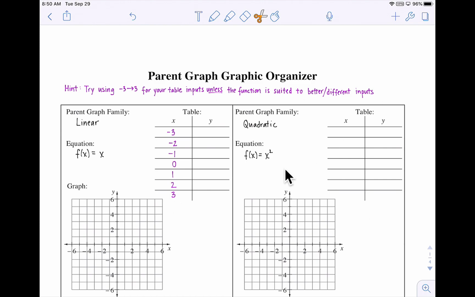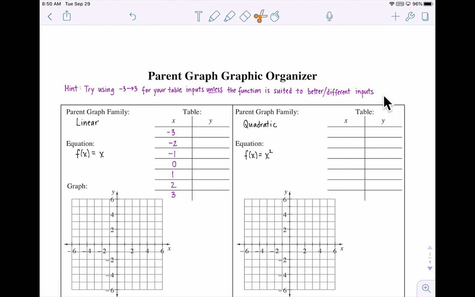And the big idea here is that because the operations in each parent function are different, when we choose inputs, we're going to get unique outputs because of the operations in that parent function. And as a result, we get a uniquely shaped graph when we plot those inputs and outputs. So to give you a little more guidance, let's actually start here.